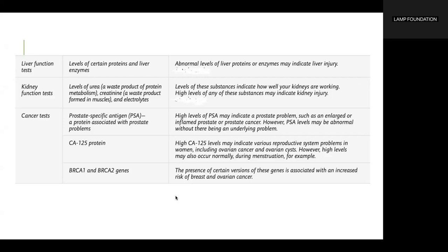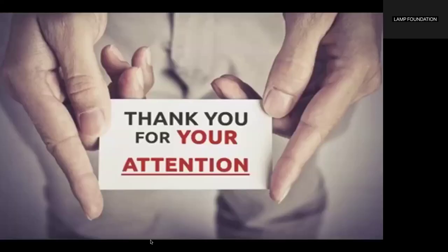BRCA1 and BRCA2 genes. The presence of certain versions of these genes is associated with an increased risk of breast and ovarian cancer.